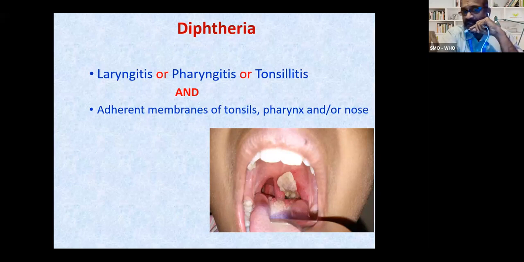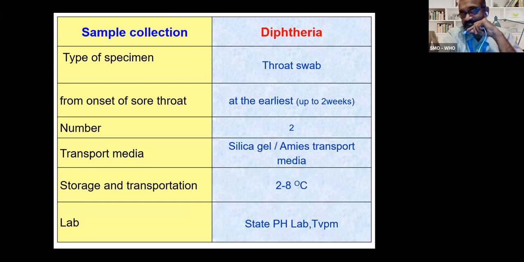And for diphtheria, if a clinician suspects diphtheria, it is to be reported. Otherwise, this is the criteria: laryngitis or pharyngitis or tonsillitis with an adherent membrane of the tonsil, pharynx and/or nose. And this is to be reported as diphtheria. And for every case of suspected diphtheria reported, we need to collect 2 throat swabs.